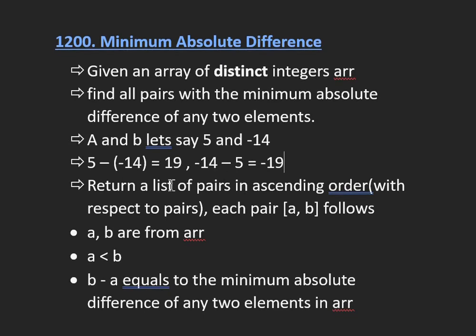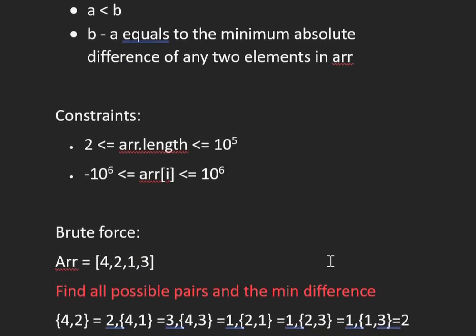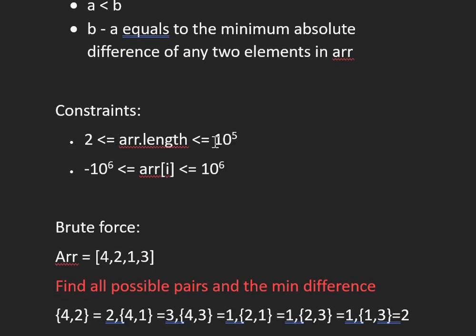So what we have to do is return a list of pairs in ascending order. Ascending order means that for each pair with two elements a and b, a is less than b, and the difference of them should be equal to the minimum absolute difference. So let's check the constraints. The array length can be up to 10^5, and all the array elements can be from minus 10^6 to 10^6.